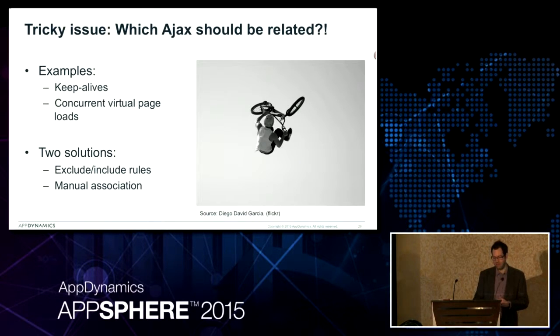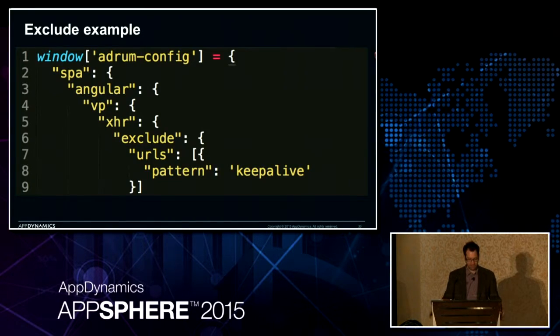I think this is going to be a continual journey for us, but the two initial solutions we've come up with is you can exclude and include, and then you can manually turn on and turn off the association of Ajaxes with a particular virtual page tracker. So let's look at the first one.